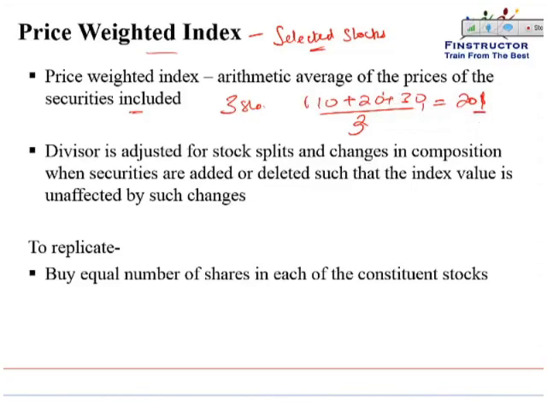However, the prices can also change because of stock splits, or if one security is removed and another security is added. So such changes are not economic returns. These are just corporate actions, and they don't change shareholder wealth in any manner, or they don't change the return in any manner. So the divisor, that is this number 3, is adjusted such that the value of the index doesn't change because of stock splits or deletions or additions of stocks. We'll study this better with the help of an example.